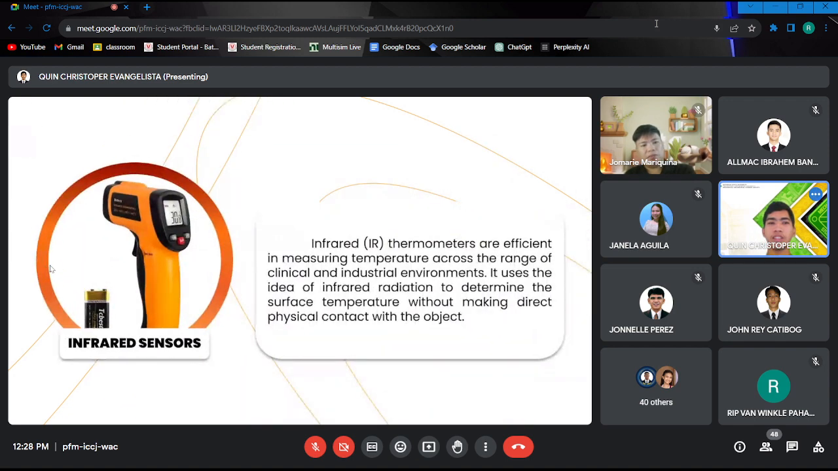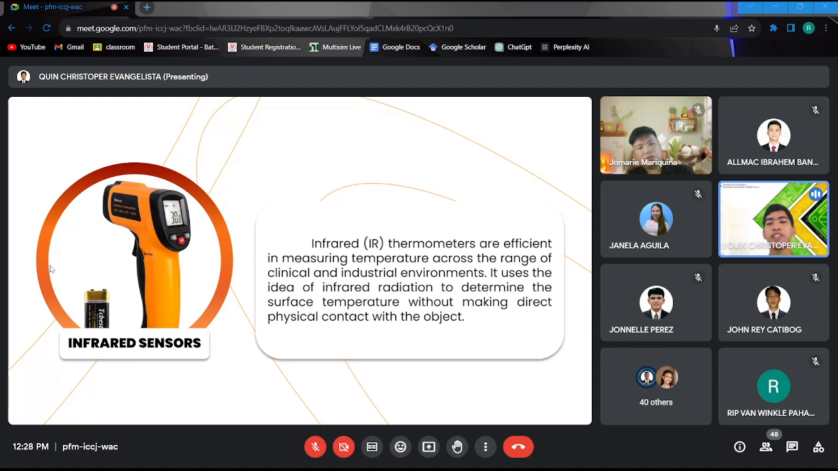For the next temperature measuring instrument is the infrared sensors. Infrared thermometers are efficient in measuring temperature across the range of clinical and industrial environments. It uses the idea of infrared radiation to determine the surface temperature without making direct physical contact with the object. The energy is transformed into an electrical signal by these photodetectors that is proportional to the infrared energy the object is emitting. The electrical signal offers the measurement of the temperature of the object that it is pointing at, since the infrared energy that each object emits is proportional to its temperature.